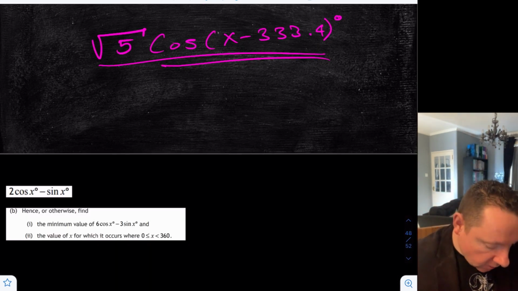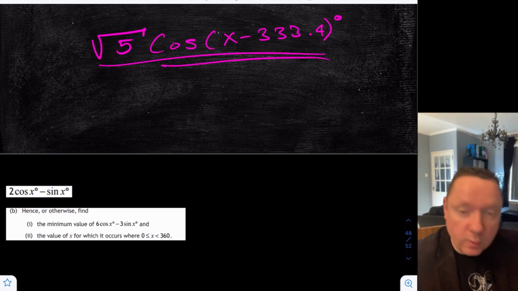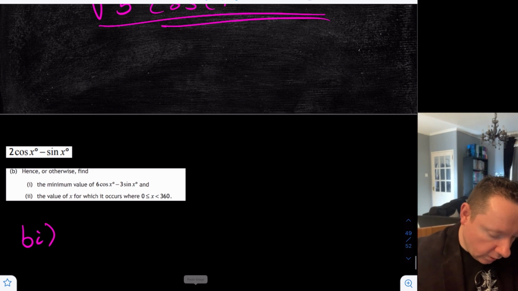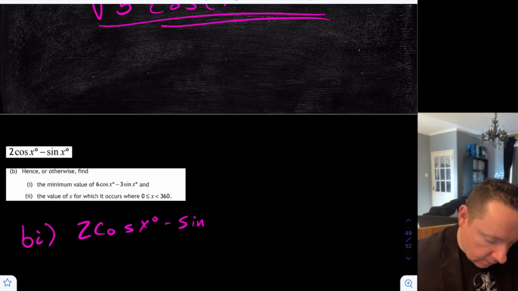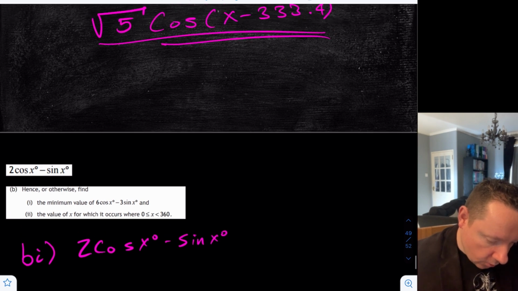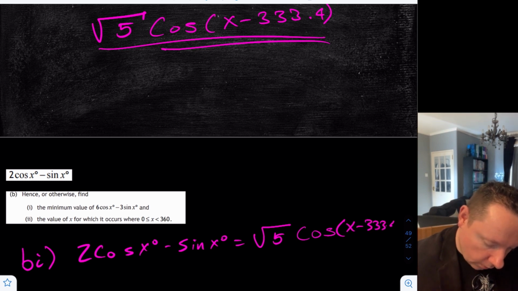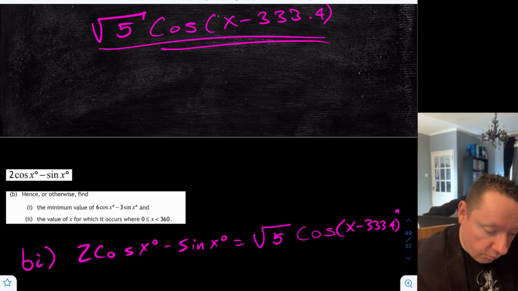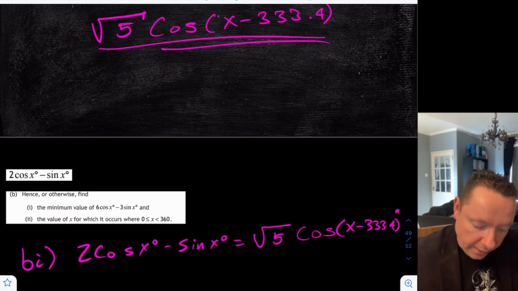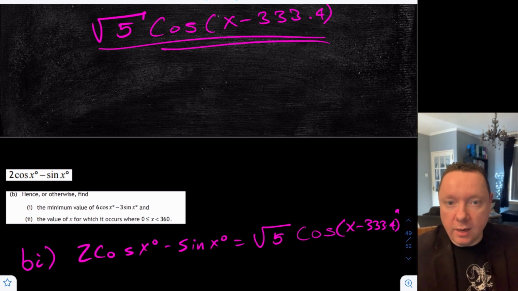Part B: hence or otherwise find the minimum value of 6 cos x minus 3 sin x and find the value of x where it occurs between 0 and 360. We know that 2 cos x minus sin x, we've just worked out, is root 5 cos of x minus 333.4. So the minimum value of that function is minus root 5 because that's your amplitude.